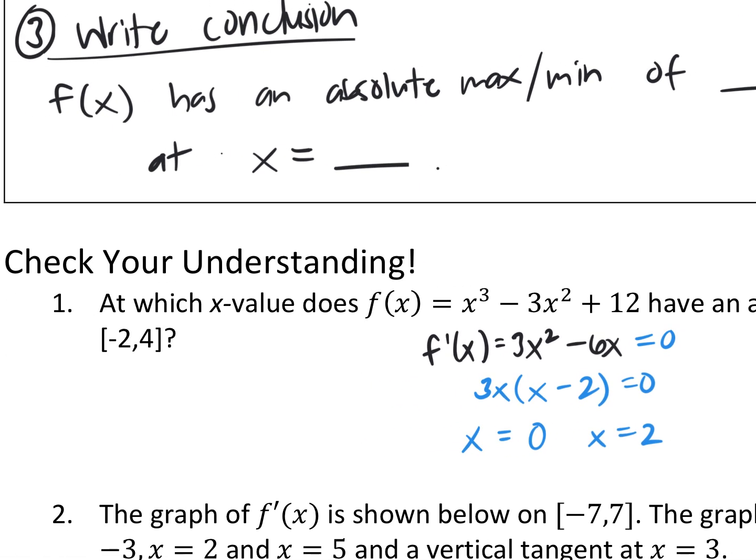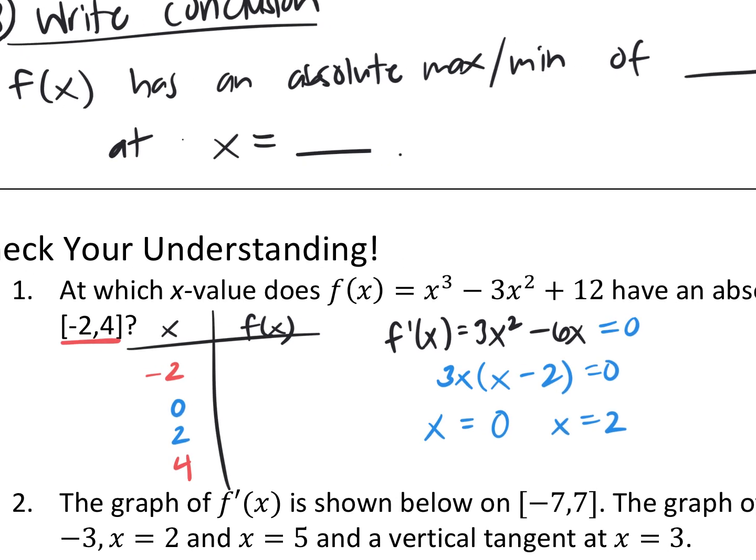So now I'm going to make a table. I've got my x values, and I've got my f of x values. My critical points are going to go on there of 0 and 2. But then I also need to include my endpoints of -2 and 4 to see, are those two values bigger or smaller? And we care about right now what's the biggest of all of these f of x values.